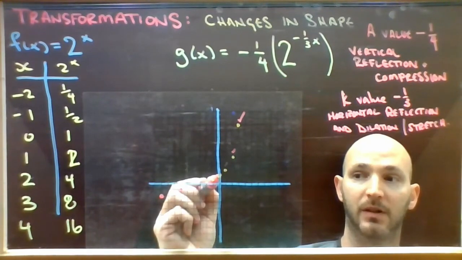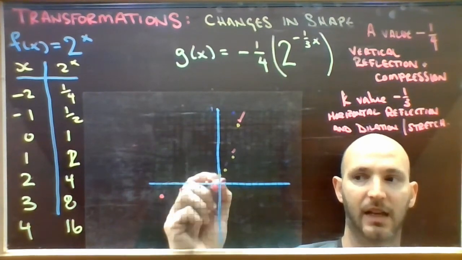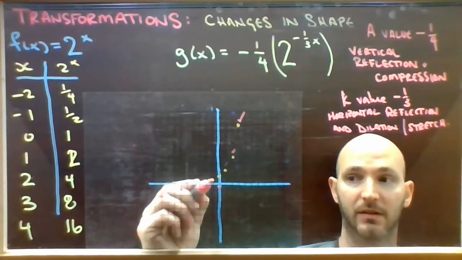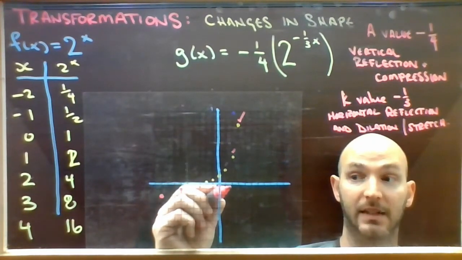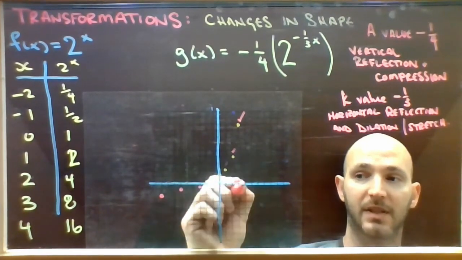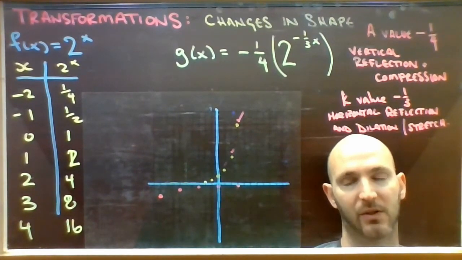This one, reflect it, half its height, or 1/4 of its height, sorry, and 3 times as far as it used to be. This one, reflect it, half, 1/4 of its normal height, and 3 times as far as it used to be. I keep saying half, I have halves on the brain, sorry.